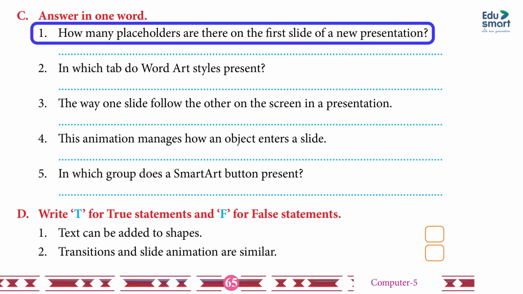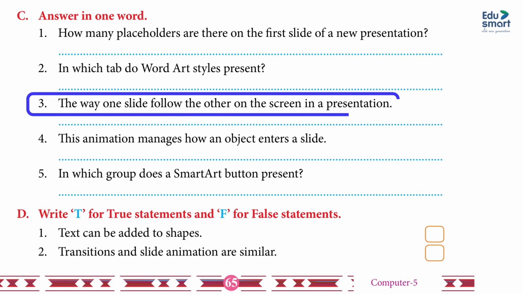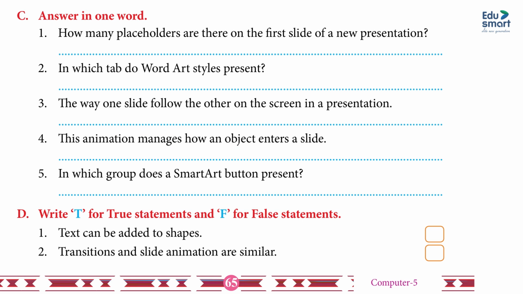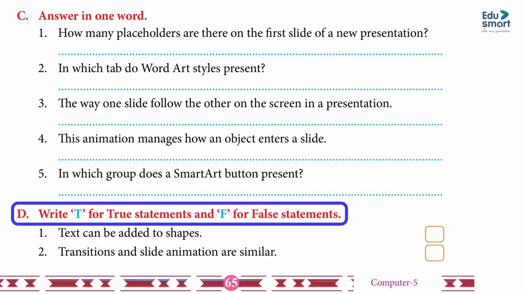C. Answer in one word. 1. How many placeholders are there on the first slide of a new presentation? Answer: 3. 2. In which tab do word art styles present? Answer: format tab. 3. The way one slide follows the other on the screen in a presentation. Answer: transition. 4. This animation manages how an object enters a slide. Answer: entrance. 5. In which group does the smart art button present? Answer: illustration group.